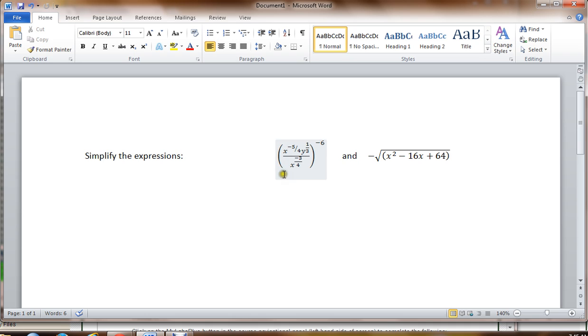I have the first one here, a rational expression with fractional or rational exponents, a very complex looking kind of problem that we can work through together. And the second one is a radical expression. We want to simplify each one of these.